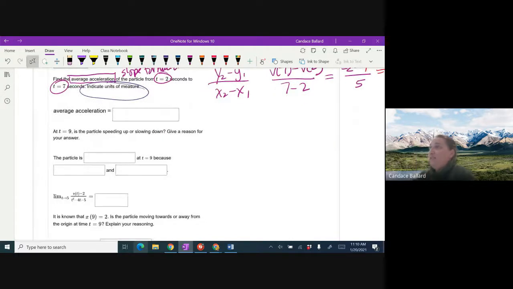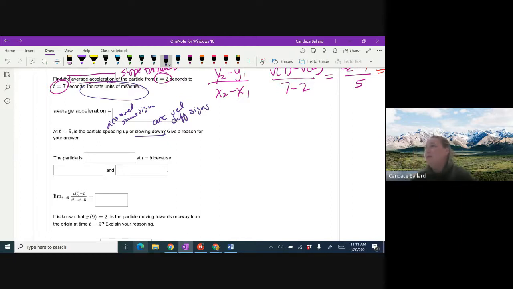So speeding up and slowing down. Okay, so how do we know? I don't care about the question yet. How do we know something is speeding up? What do we know about acceleration and velocity if a particle is speeding up? All right, so they have the same signs if it's speeding up. So this is acceleration and velocity, same sign. Meaning if it's slowing down, acceleration and velocity have different signs.